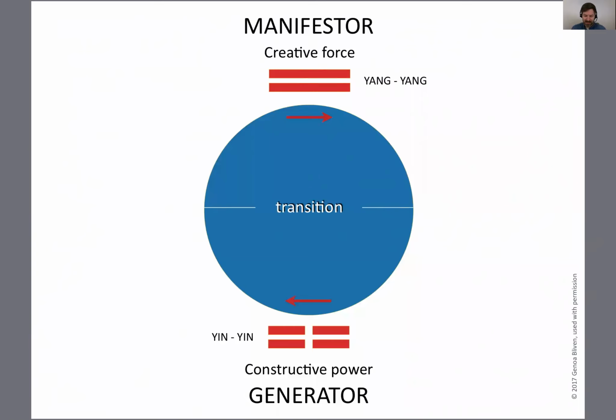So what he said is that you can see the manifestor as this really creative force, this diagram yang yang, where these two yang lines really bring a lot of creativity, and that's archetypally what the manifestor type does. It's not that other types aren't creative. Every person is inherently a creative being. It's just that manifestors are archetypally the representatives of this yang creative force.